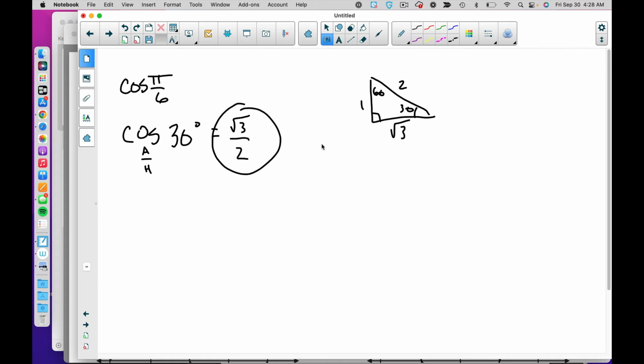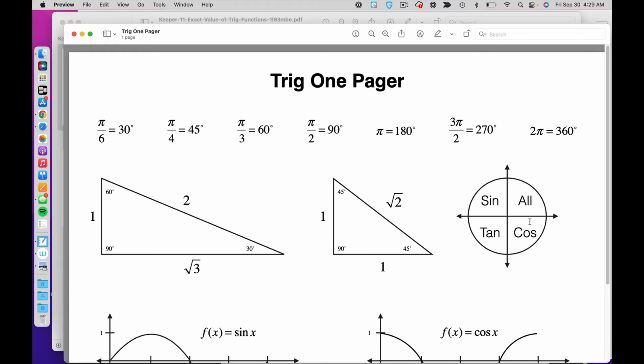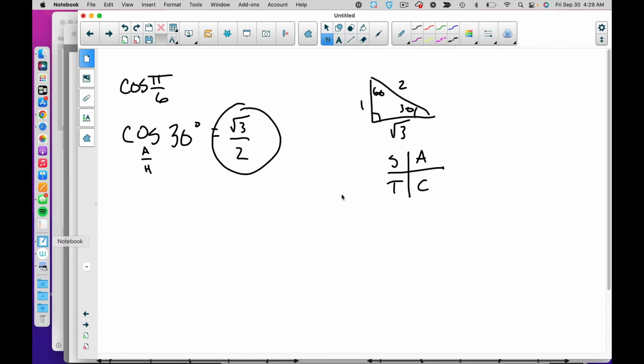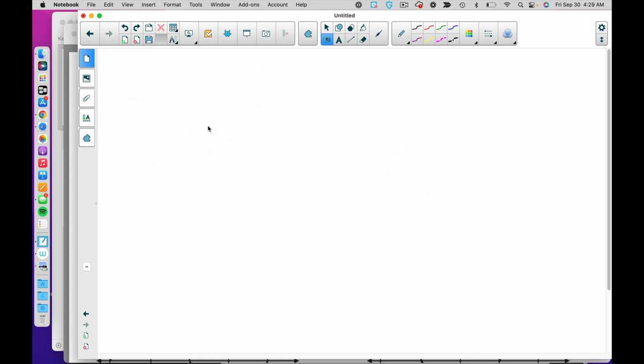Now I do need to think about which quadrant I'm in to determine whether it's positive or negative. And this little chart, which is also on your Trig One Pager, tells you where things are positive. So if I go back, I see this is the first quadrant, everything's positive in there, so I get root 3 over 2. Well, I'm going to do two more. That one was easy. First quadrant, no problem.